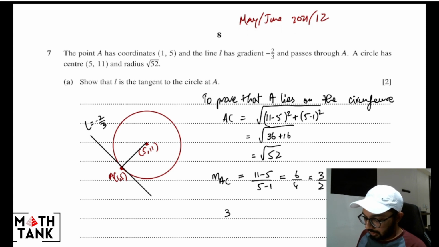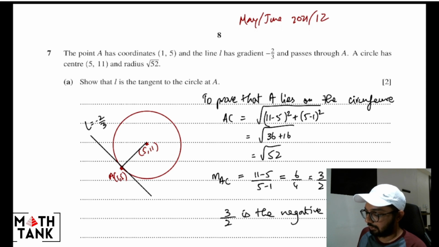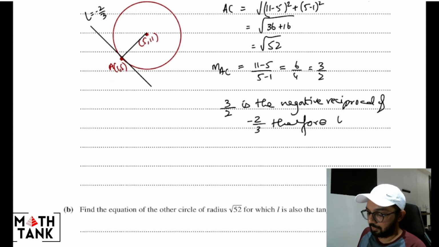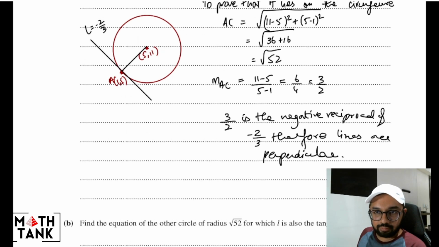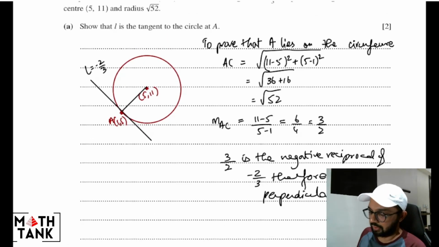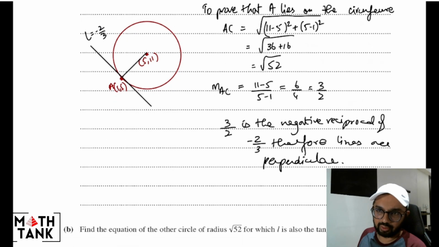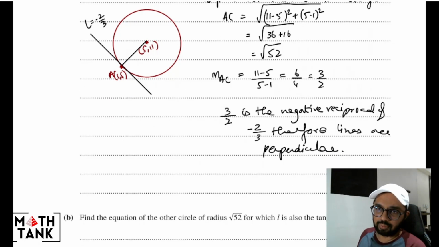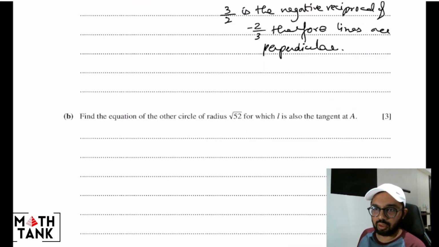3 over 2 is the negative reciprocal of minus 2 over 3. Therefore, lines are perpendicular. Okay, so that's proven. Since it was just 2 marks, those are the two things that you need to prove. One is that A lies on the circle, and the other is about the gradient. Okay.